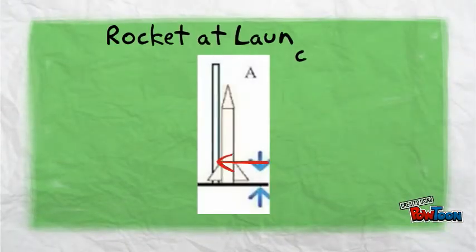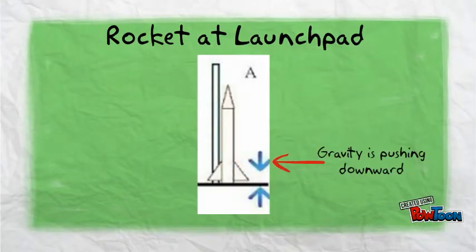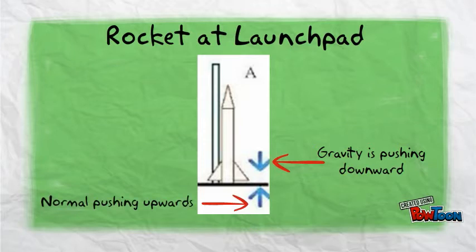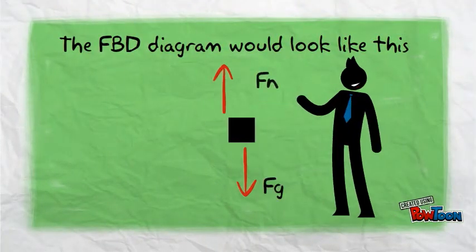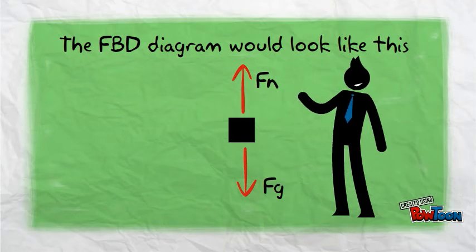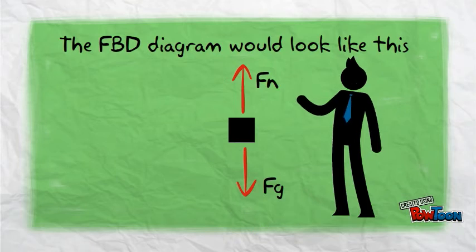This rocket has a net force of 0. How do we know this? The rocket has two forces acting upon it, the gravitational force and normal force. As you can see from the diagram, there's a gravitational force pushing down on the rocket at 9.8 meters per second squared. There's a force which is counteracting the gravitational force called normal. This force is pushing upwards. Since the two forces are equal to each other, they cancel each other out, thus resulting in no net force.